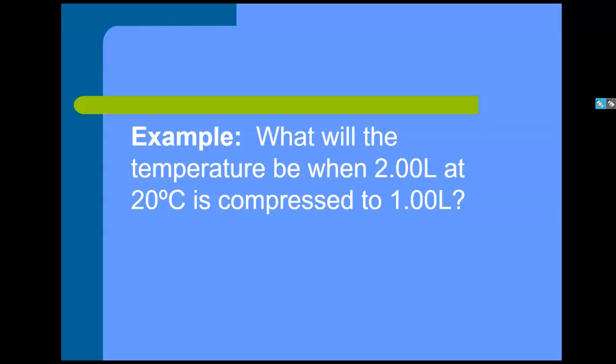You might notice in this type of problem that there is no mention of pressure. You might be reading this going, oh, where's the pressure? That means that we are going to assume that the pressure is constant. When pressure, temperature, or volume is not mentioned, then we're going to have to assume that it is constant.